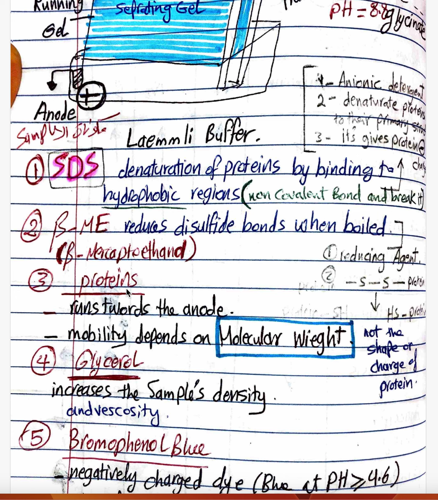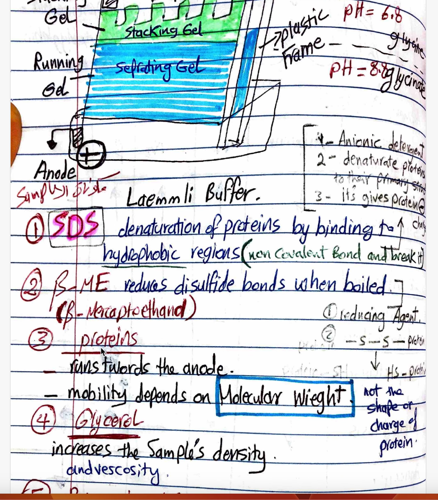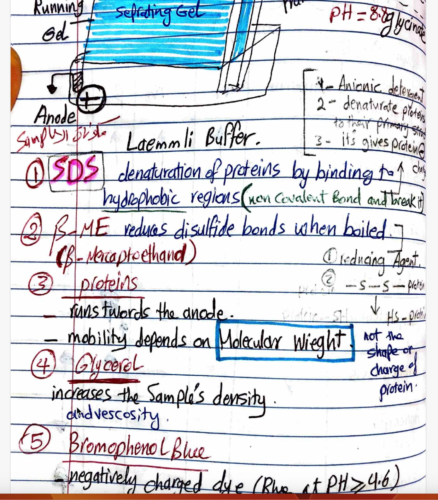Okay, that's important. Now we talk about the glycerol. The glycerol increases the sample density and viscosity. It increases the density so we can see it.